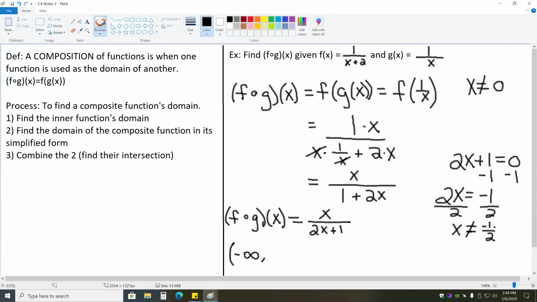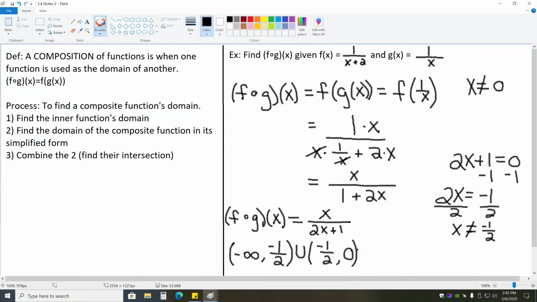non-domain value, which is this negative 1/2 that occurs before 0. So negative infinity to negative 1/2. We put a parenthesis because negative 1/2 is not included. And now we put a union because we're going to be picking up at a new interval from negative 1/2 until our next break in the interval, which occurs at x equals 0, because x cannot equal 0.